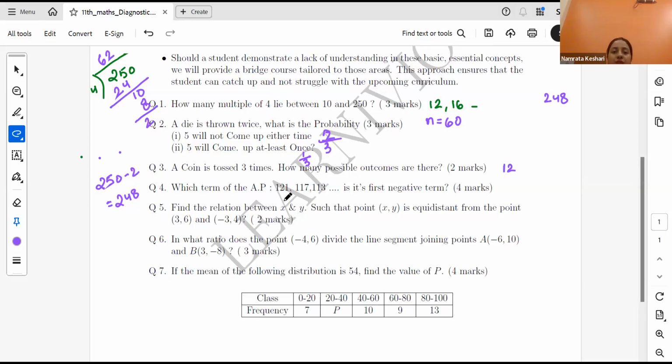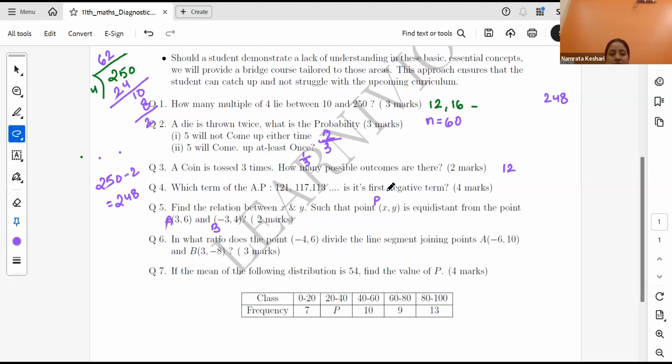Next one. For now you can skip the fourth one. You can focus on the fifth one. Find the relation between x and y such that the point (x, y) is equidistant from this point and that point. So basically you have a point P which is maintaining equal distance from A and from B. That means PA and PB are the same. We just need to use the distance formula for PA equals PB and you will get one equation, because here it says find the relation, meaning find the equation containing x and y.